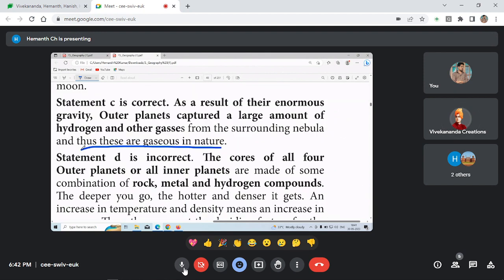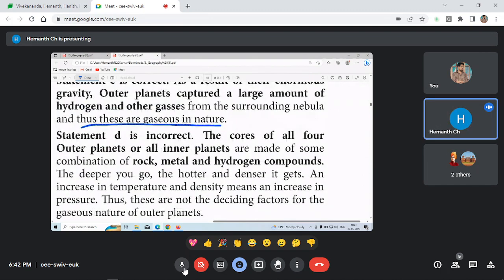The core of all the four outer planets and the inner planets are made up of some compounds of rock, metal and hydrogen compounds. The deeper you go, the hotter and denser it is. An increase in the temperature and density means an increase in the pressure. Thus, these are not the deciding factor for the gaseous nature of the outer planets.